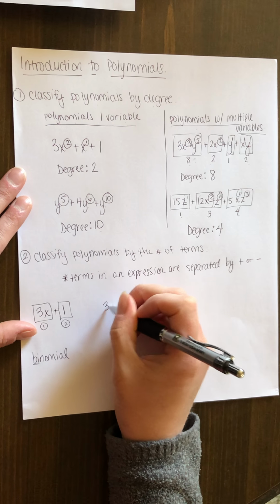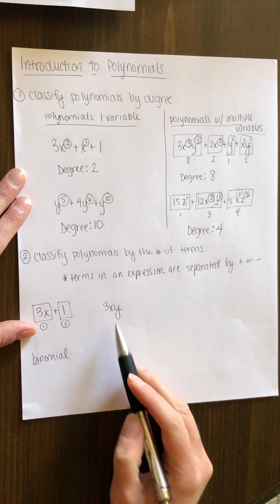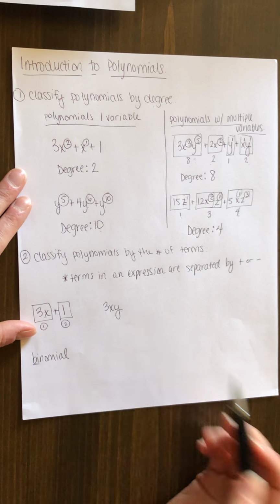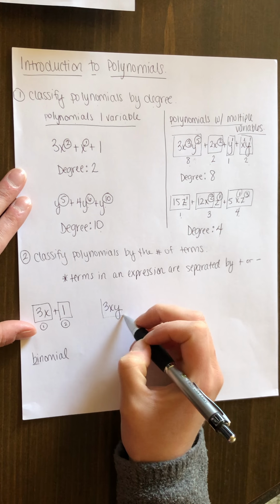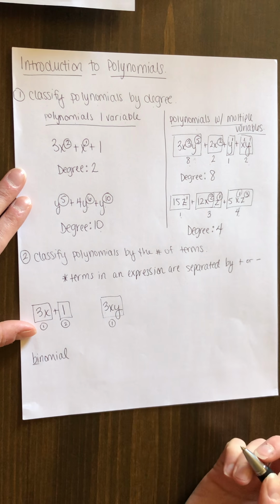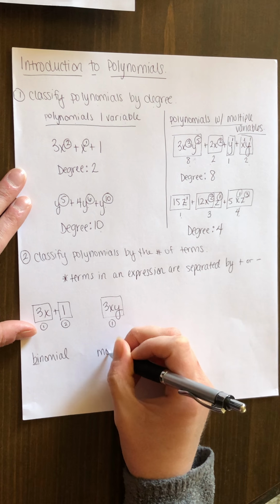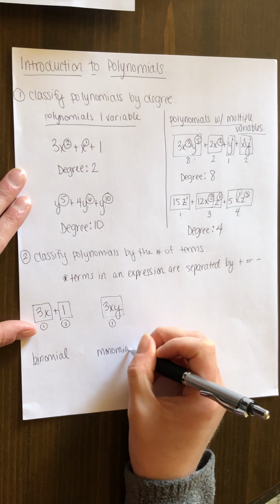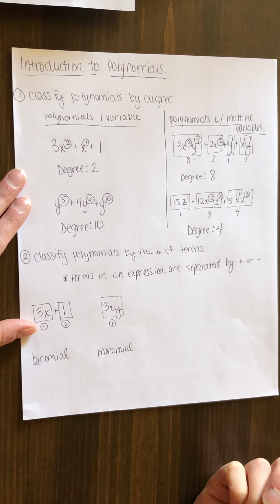If we have something like this, 3xy, I have no pluses or minuses. So I just have a single term. When you have just a single term, that's called a monomial.